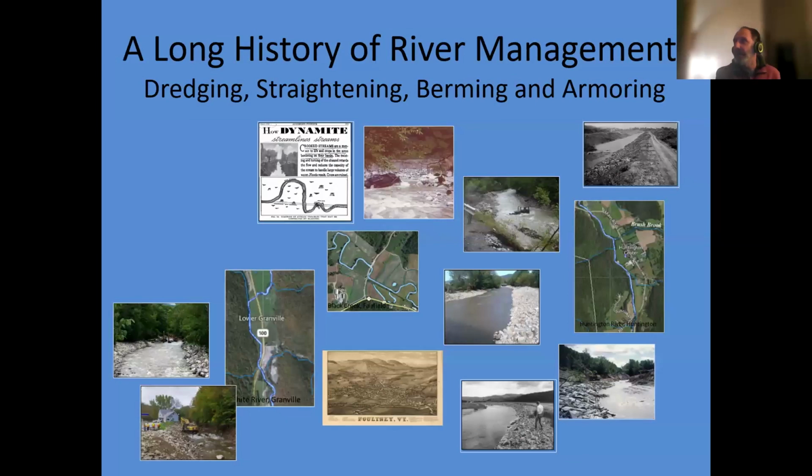I'm going to start with a little bit of an explanation of the history of river management. I suspect most of you are aware of this, but I thought it would be good to establish some context. There has been a long history of management in Vermont, in New York, in North America, around the world, right? We have dynamited, dredged, armored, snagged, and otherwise straightened our river channels. We've certainly altered the land cover and land use in ways that have significant implications for our river systems.